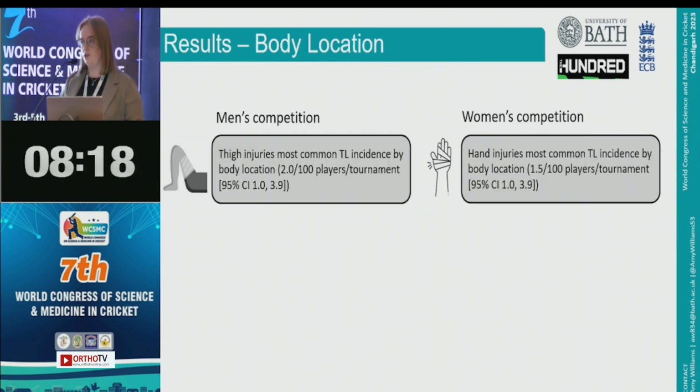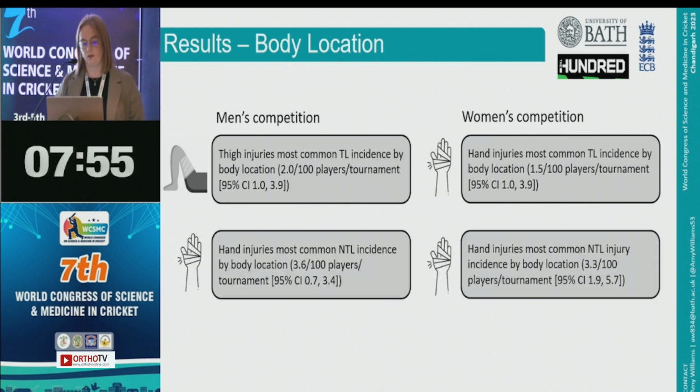And the specific body locations that were most injured, firstly looking at the time loss incidence: in the men's competition it was thigh injuries, which we're increasingly seeing with our white ball teams, and that is the highest injury incidence by body location. And in the women's competition it was hand injuries, as the previous study also found in women's. And in both competitions the highest non-time loss incidence was hand injuries.